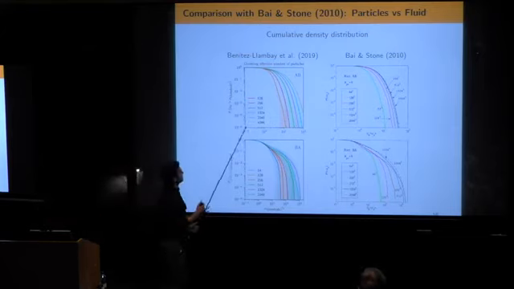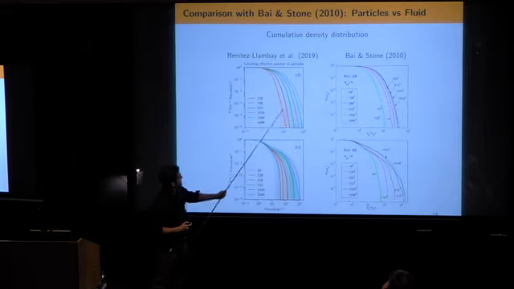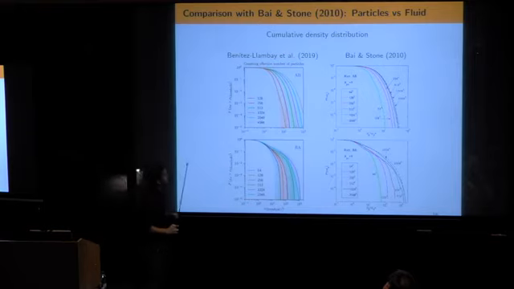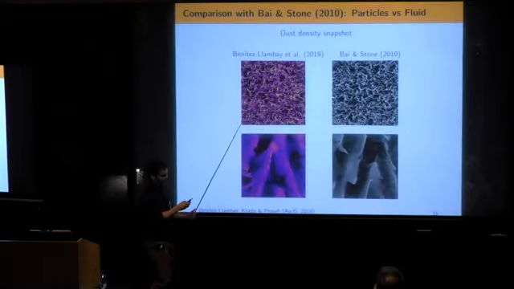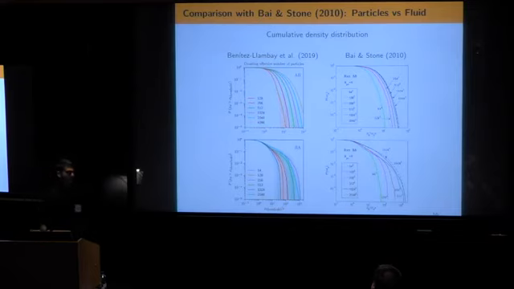But in the other case, we have a different problem. We have some degree of agreement up to 512 squared cells, but as soon as we keep increasing the resolution, the density keeps growing. The density that you find in this filament keeps growing. So something is happening there. We still don't have an answer for that. I think it's quite an open question.